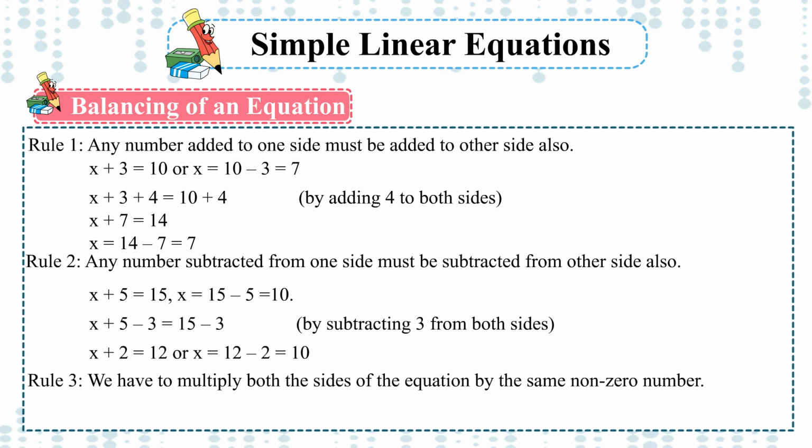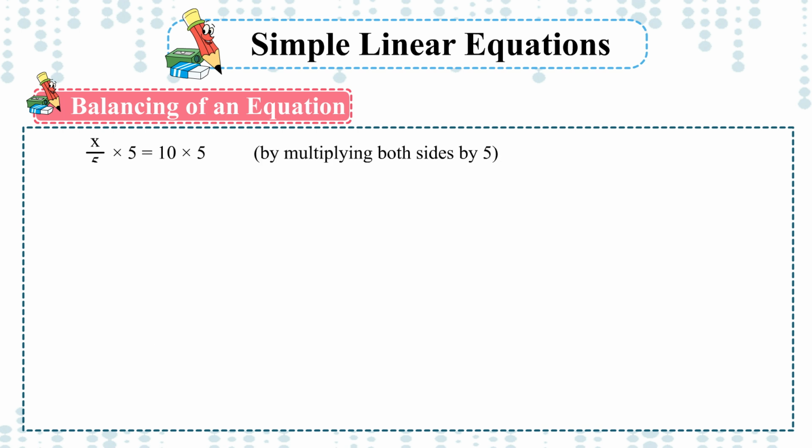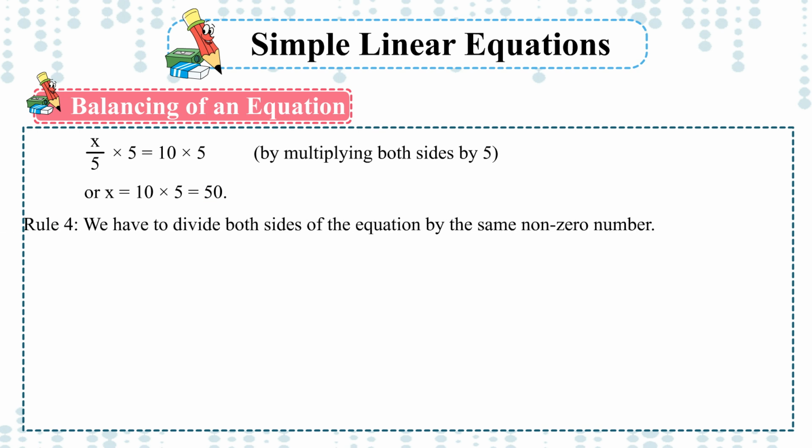Rule 3. We have to multiply both the sides of the equation by the same non-zero number. x upon 5 is equal to 10, or x is equal to 10 multiplied by 5, which is equal to 50. x upon 5 multiplied by 5 is equal to 10 multiplied by 5, by multiplying both sides by 5, or x is equal to 10 multiplied by 5, which is equal to 50.